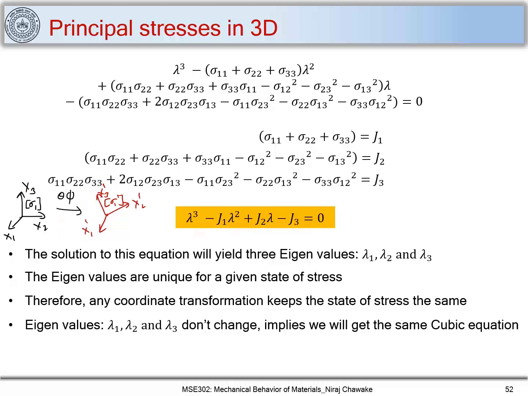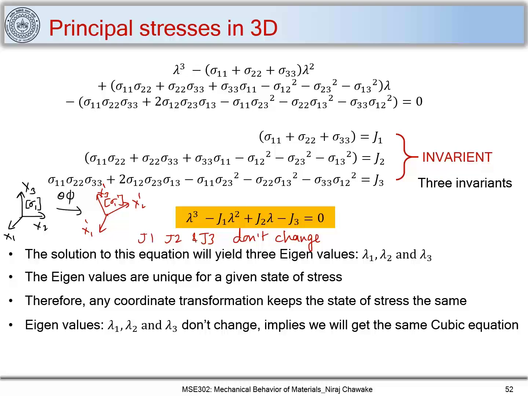So the conclusion from here is that, let me write it down, J1, J2 and J3, they don't change irrespective of my change in coordinate axis. This is very clear, because if you want to end up in the same cubic equation, because the state of stress remains the same, isn't it? So your J1, J2, J3 should not change. So that's why these J1, J2, J3 are called invariants, and these are three invariants.